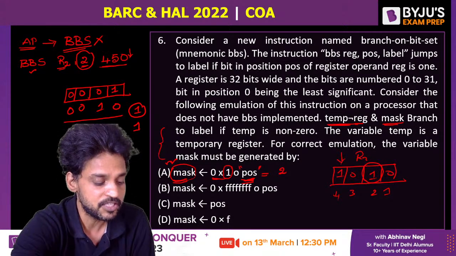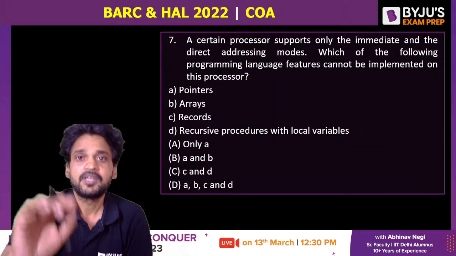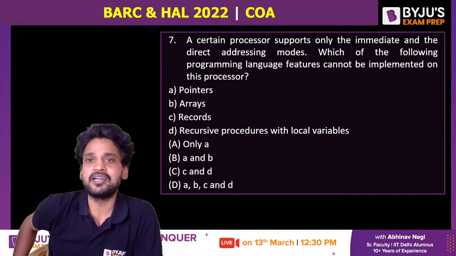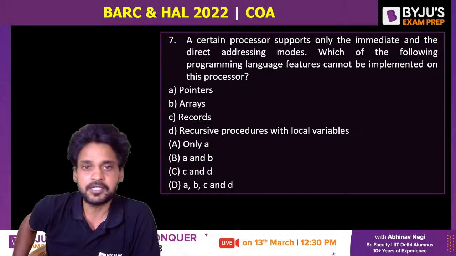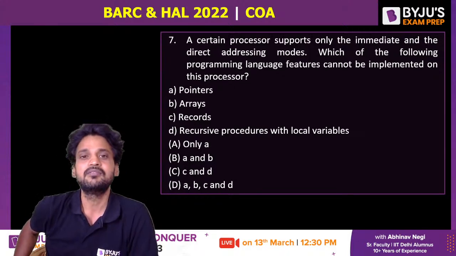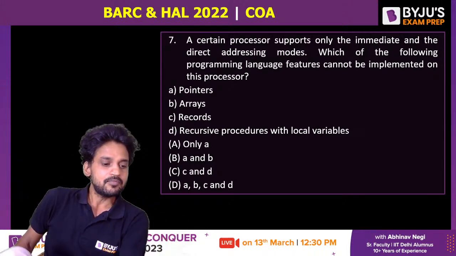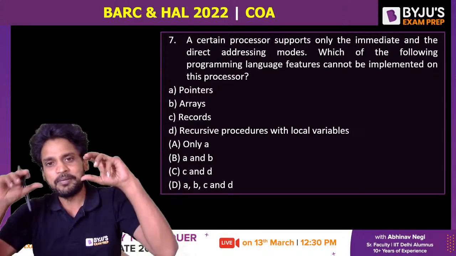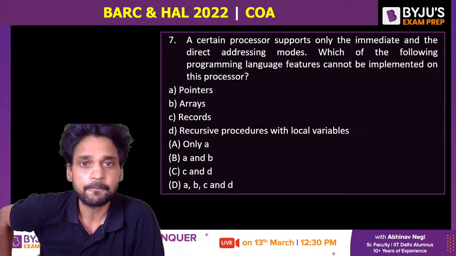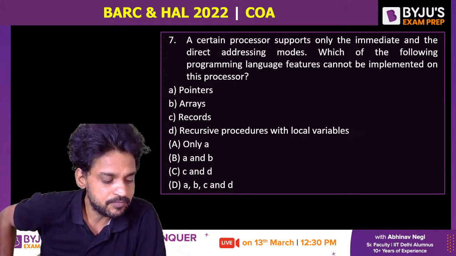Yeah. Can I go to the next question? A certain processor supports only immediate and direct addressing modes. Which of the following programming language features cannot be implemented on this processor? The first one is pointers, arrays, records, recursive procedures with local variables. Which is not possible, tell me. This question is for you. I don't want to explain. Anu, answer me. Arnab, answer me. Satyam and Anjali, Bhumi, I want you people to answer me correctly. A, B, C, D. Can you convince me?